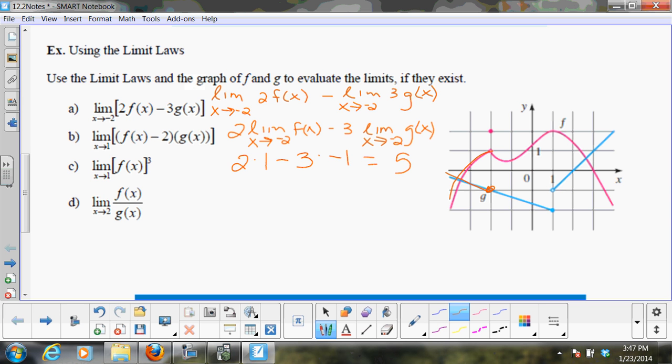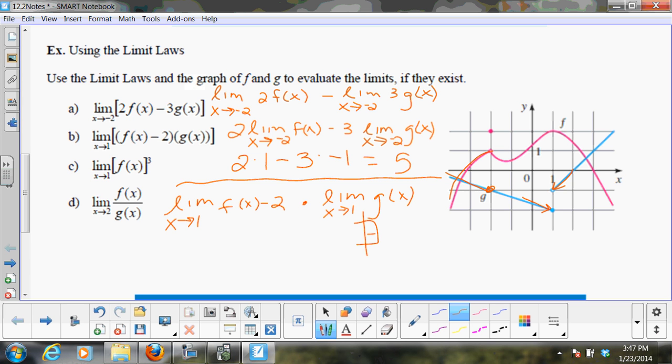The second one, we are multiplying, so we're doing the limit as x is approaching 1 of f of x minus 2 times the limit as x is approaching 1 of g of x. Well, honestly, before I go any further, at 1, the blue graph, g, is approaching 2 different values, which means this doesn't exist. If we're trying to multiply something that doesn't exist with something that does exist, this still doesn't exist. Okay? So this one doesn't exist.